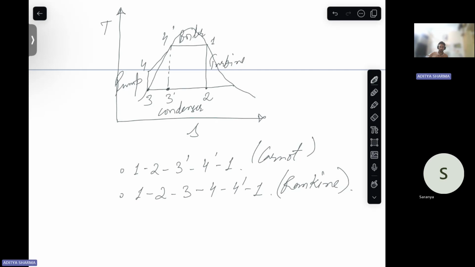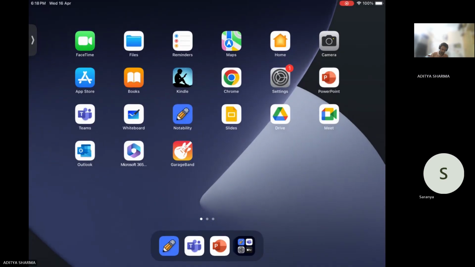So to overcome this limitation, what we do is we don't limit the condensation to the 3 dash point. We extend it further to point 3. So in that case, your condensate becomes totally saturated. And after that, we pump it to our position 4, right? Then from 4 to 4 dash, we do feed water heating, right? And 4 dash to 1, the boiler comes into the picture. So this basically is your Rankine cycle. I hope there's no doubt in it.